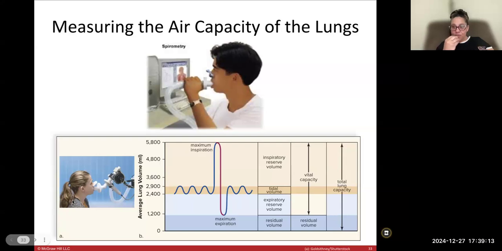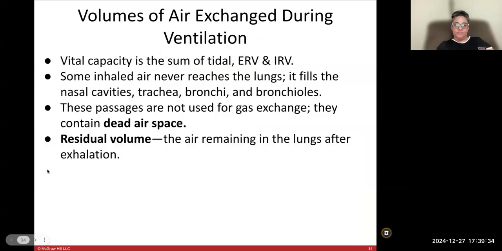So you breathe into a spirometer, and it will measure your breaths. If you look at the beginning, there are some even breaths, those are normal breaths, and then this person took a really deep breath for maximum inspiration and then blew all that air out for maximum expiration, and you can actually measure that with a spirometer, and that will be their vital capacity. Vital capacity is the sum of the tidal volume, the ERV, and the IRV.